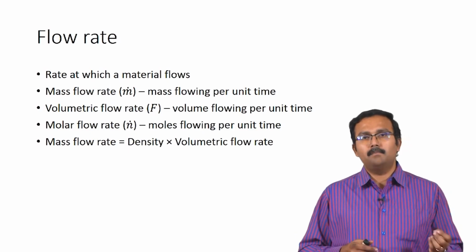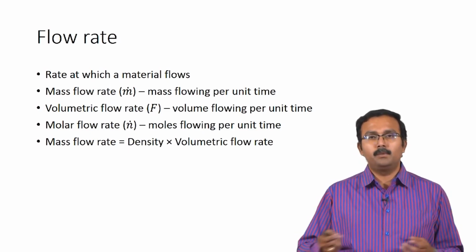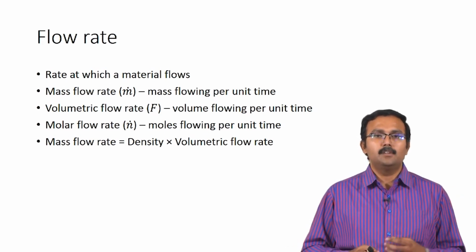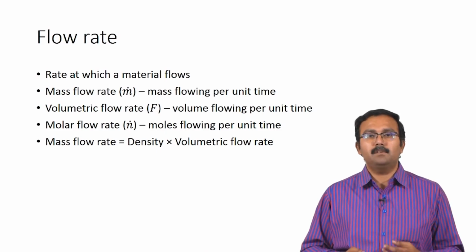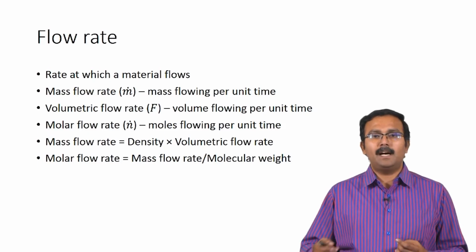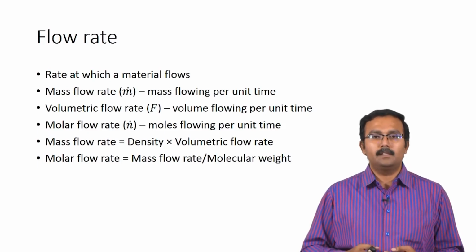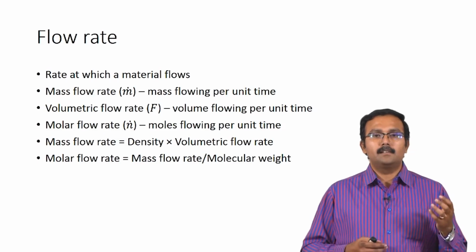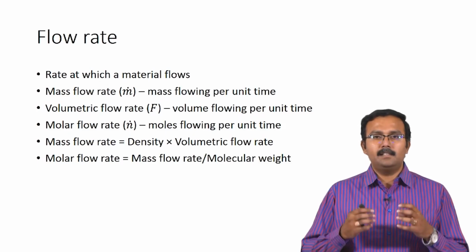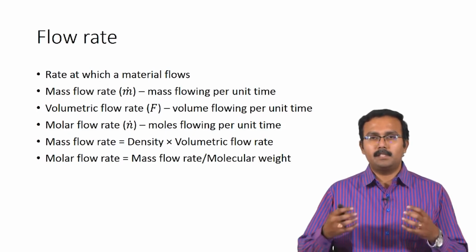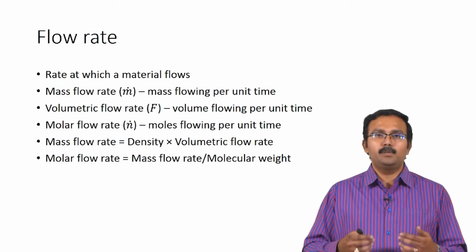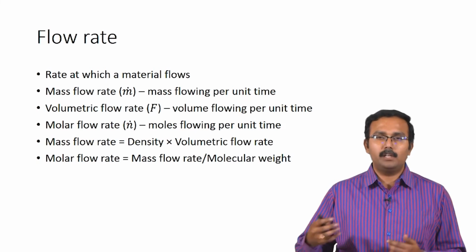Just like how you convert mass and volume between each other, you can convert mass flow rate to volumetric flow rate using density. So, mass flow rate is equal to density times volumetric flow rate. You can also convert molar flow rate and mass flow rate between each other using molecular weight. Molar flow rate would be equal to mass flow rate divided by molecular weight. You need to understand that this can be used only when the molecular weight of the substance is known, and in case you have a mixture, it might not be appropriate to use this directly unless you have the average molecular weight of the mixture.